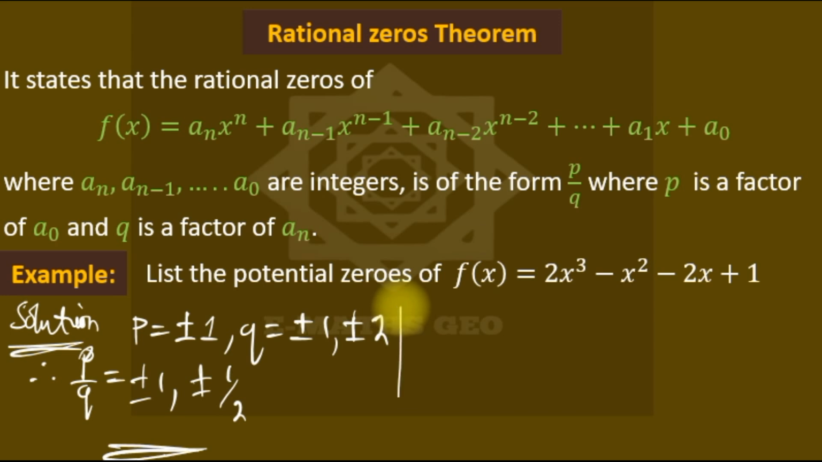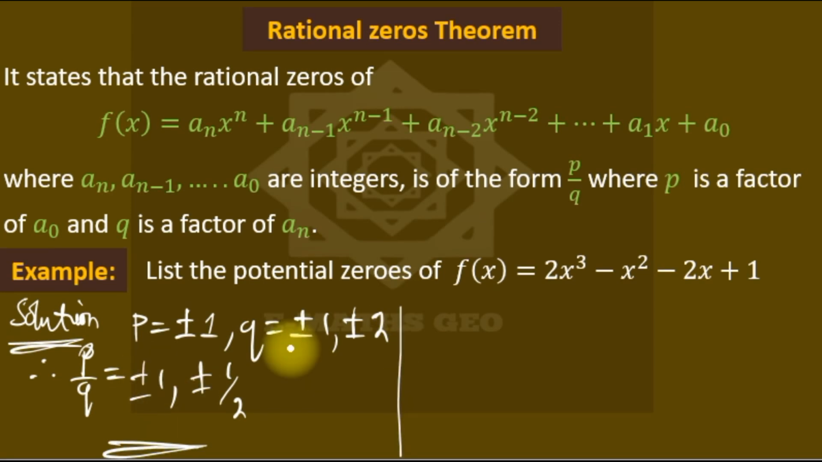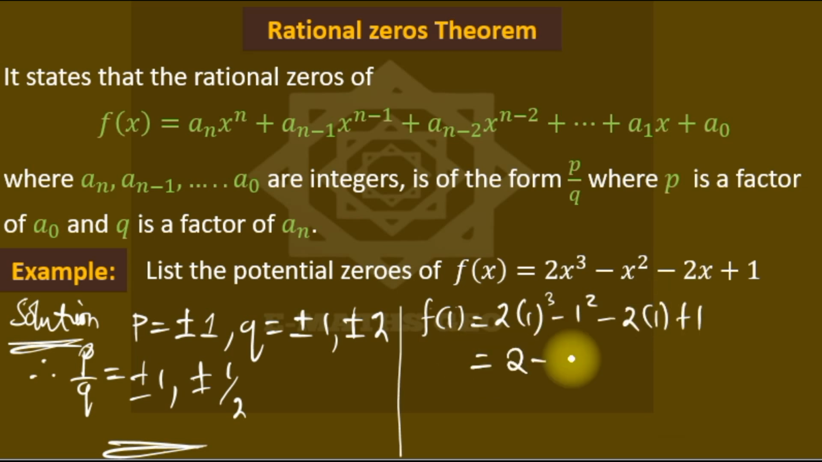But let's check whether we are correct. Let's pick 1. If f of 1 is 0, we know that 1 is one of the zeros of the polynomial function. So let's pick 1 and see if the remainder is 0. This is 1, this is 1. What do you notice? This is 2 minus 1 minus 2 plus 1, which is 0. Have you seen it? So 1 is a root of the polynomial, which is here.